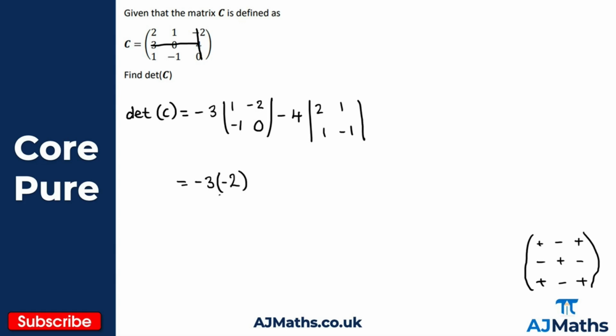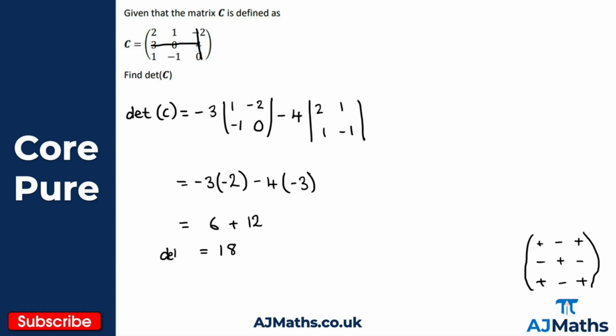So that looks good. We've then got minus 4 lots of, so let's work this out. 2 times minus 1 is minus 2, minus 1 times 1. So that's going to give me minus 3. So I get minus 4 lots of minus 3. And we simplify this here. Minus 3 times minus 2 is 6. Minus 4 times minus 3 is 12. So I get 6 plus 12, giving me 18 there for the determinant of C.